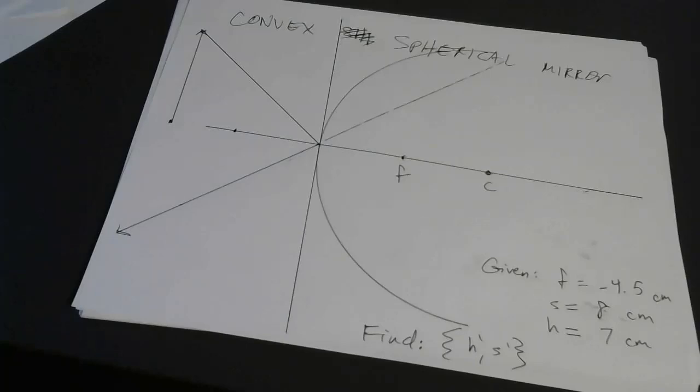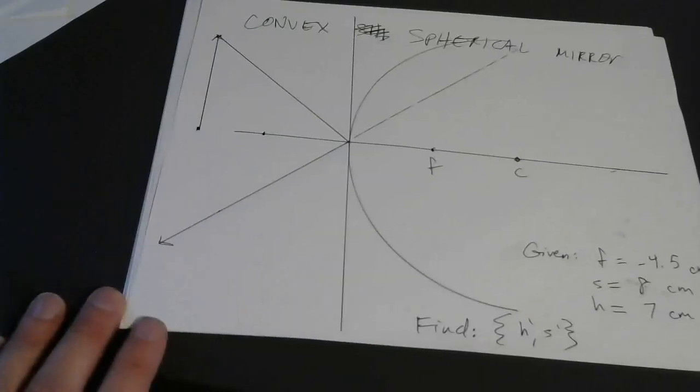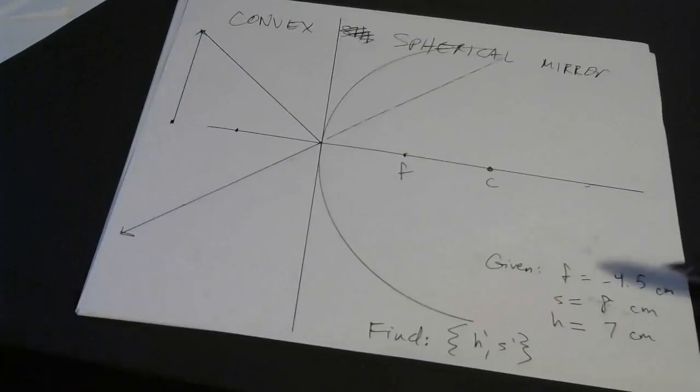It's that sign convention that allows us to use the thin lens equation for the mirror equation. So if you want to stick with one equation for every scenario, 1 over s plus 1 over s prime equals 1 over f, you have to observe sign conventions. Just like a diverging thin lens, a convex spherical mirror has a negative focal length.